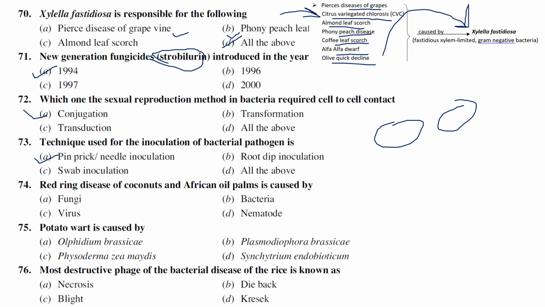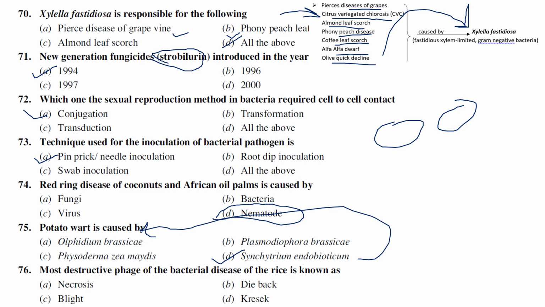Next one is ring rot disease of coconut and African oil palms caused by fungi, bacteria, virus and nematodes. Generally the ring rot of coconuts and African oil palms, probably nematode, I'm not sure, maybe it is caused by nematodes. Potato wart is caused by Olpidium brassicae, Plasmodiophora brassicae, Phytophthora, Synchytrium endobioticum. So Synchytrium endobioticum causes potato wart.